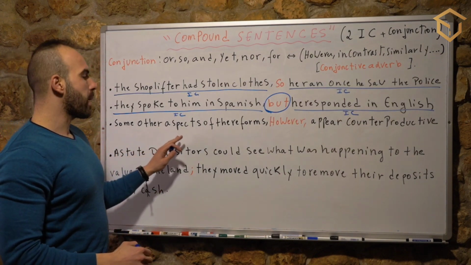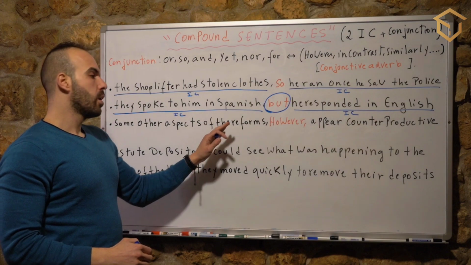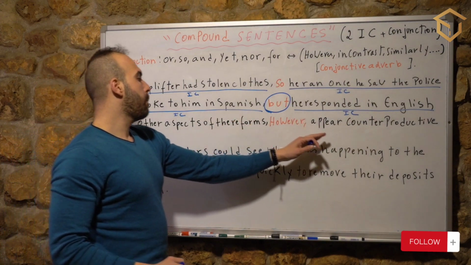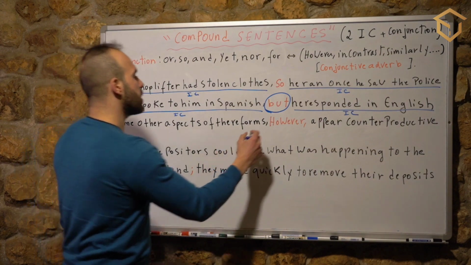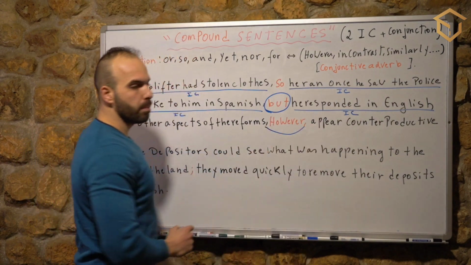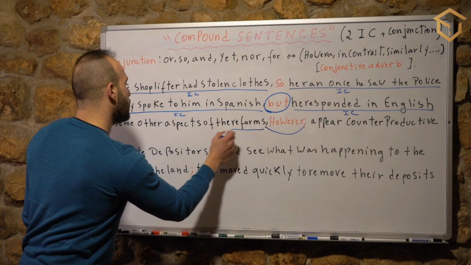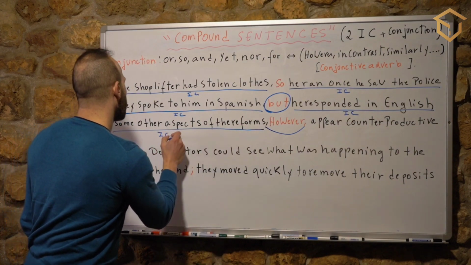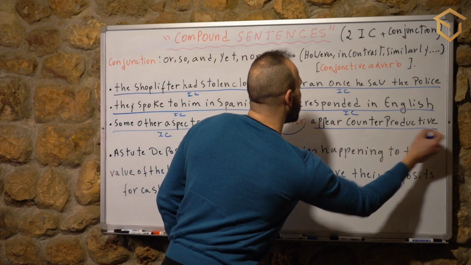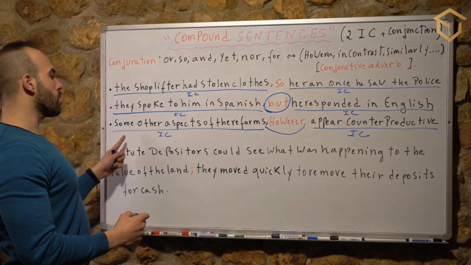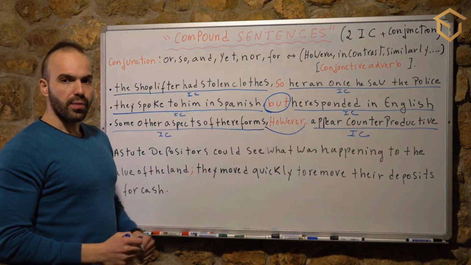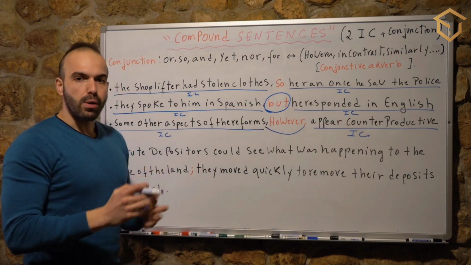Some other aspects of reforms, however, appear counterproductive. That's a conjunctive adverb. And that's an independent clause. And that's another independent clause. Okay, so we have two independent clauses joined by a conjunctive adverb. That is a compound sentence.